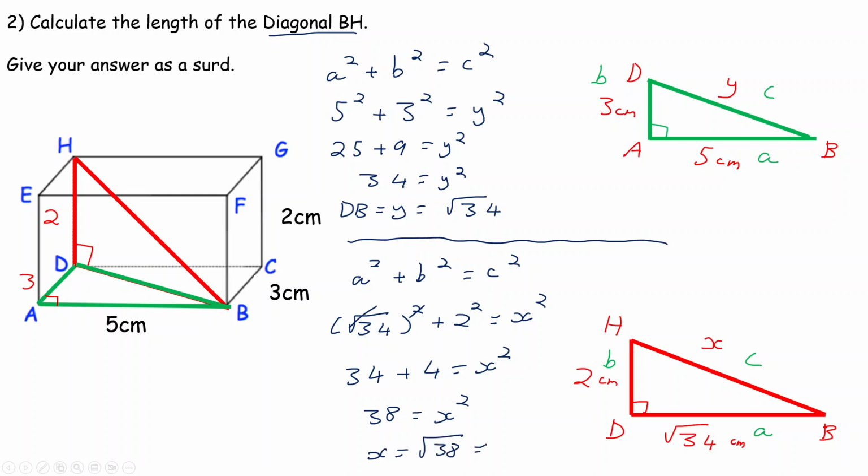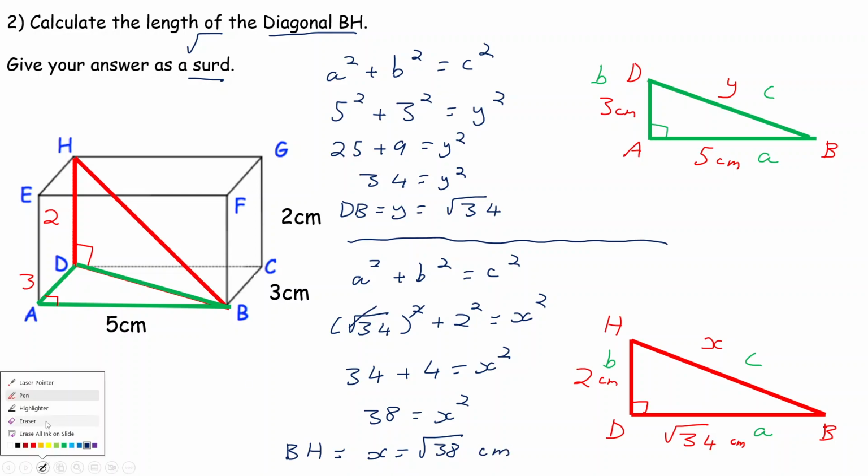And then you put this into your calculator. Oh, no, sorry, this one says give your answer as a surd. So it's crucial that you didn't round this to a decimal, otherwise you would get a decimal answer down here. It's very important that you use a surd, which means you've got a square root sign. If you rounded this to a decimal and put it into this, you would not get a surd answer at the end. So X, which we know is our length B to H, as a surd is root 38 centimeters.